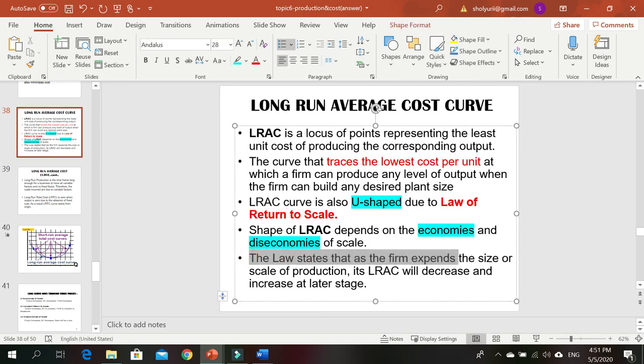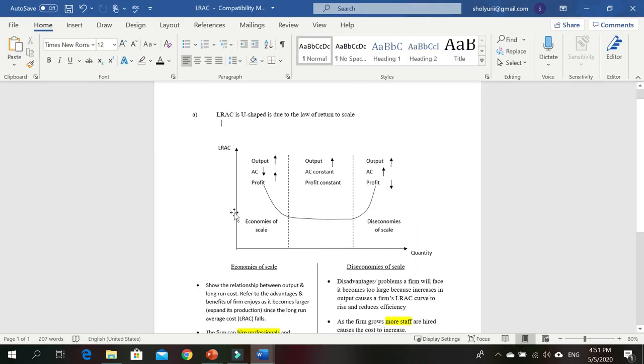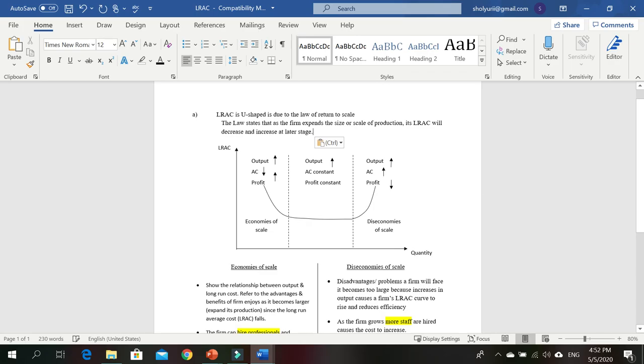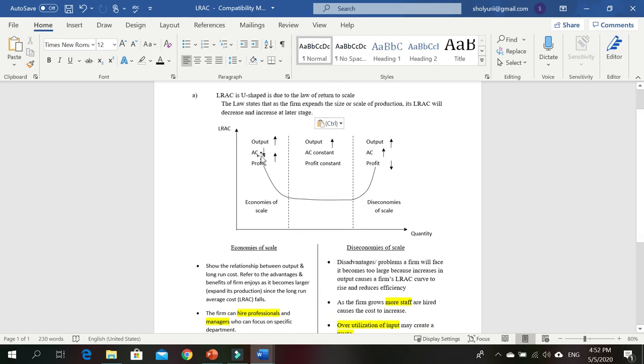The law stated that as the firm expands the size or the scale of production, LRAC will decrease and increase at a later stage. Mula-mula dia akan turun, lepas tu lama-lama dia akan meningkat. And then you draw the diagram. Make sure you draw like this.